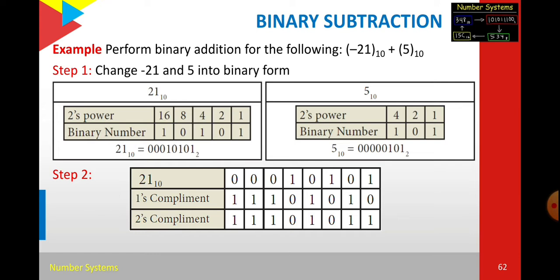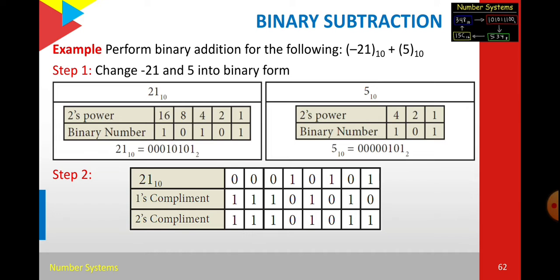Now we compare the remainder value with the next power. The next power is 8. If the power is greater than the remainder value, then you put 0. If the power is less than or equal to the remainder value, then you put 1. Now the remainder value is 5 and the power is 8. So 8 is greater than the remainder value, so you put 0. Next power is 4, and the remainder value is 5. This is less, so you put 1 in the place of 4.